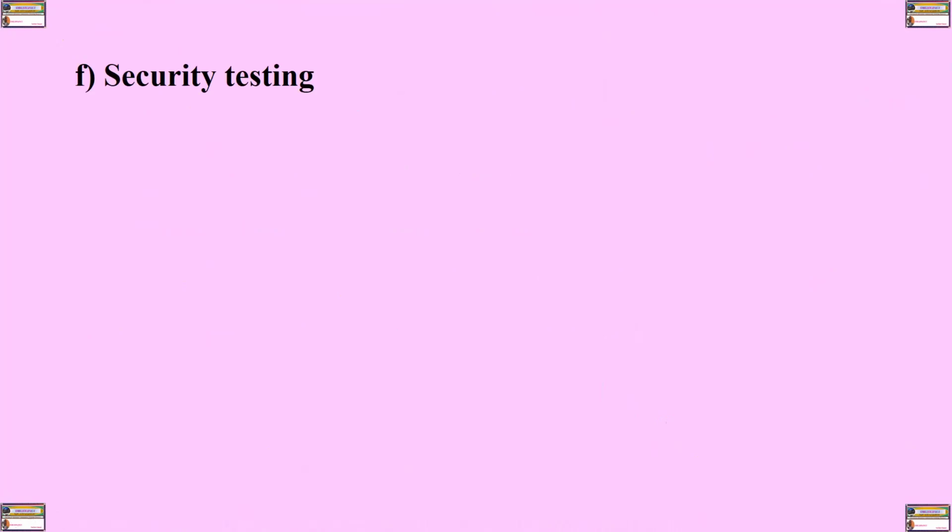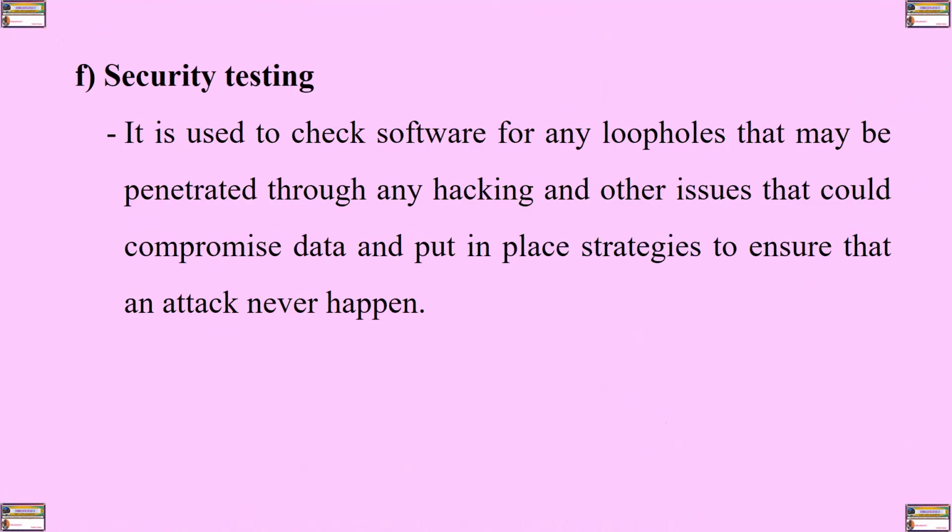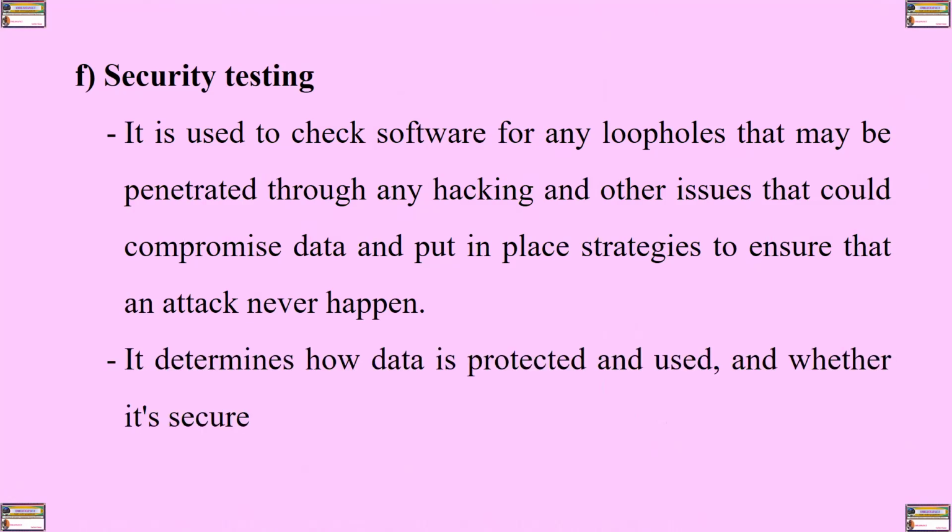The sixth type of testing is security testing. It is used to check software for any loopholes that might be penetrated through hacking and other issues that could compromise data, and to put in place strategies to ensure that an attack never happens. It determines how data is protected and used and whether it's secure.